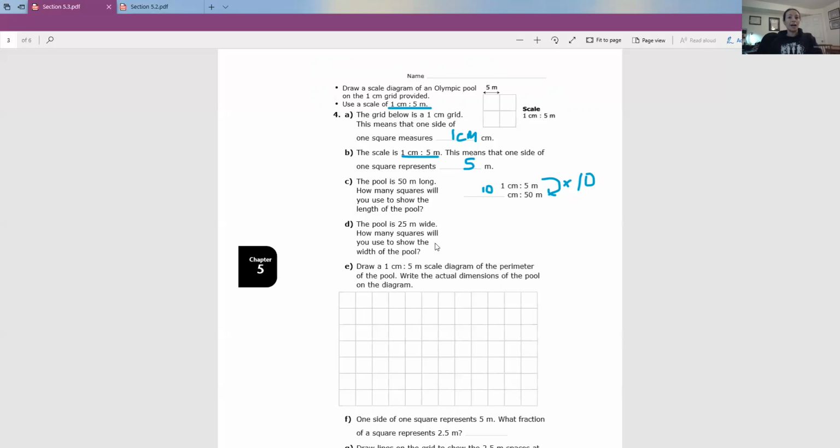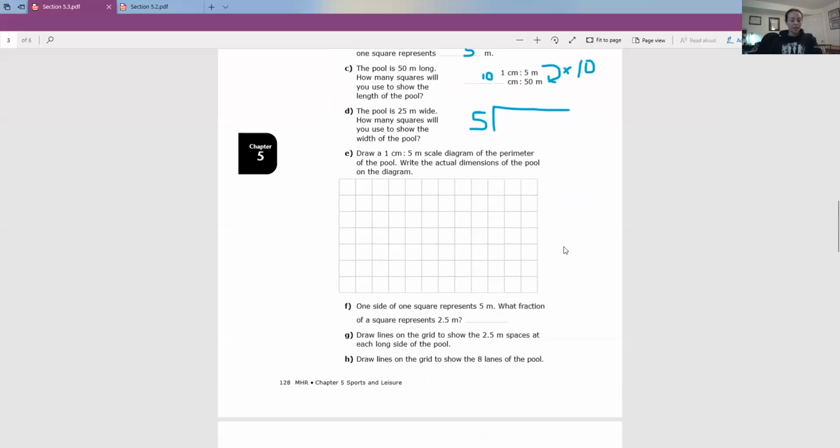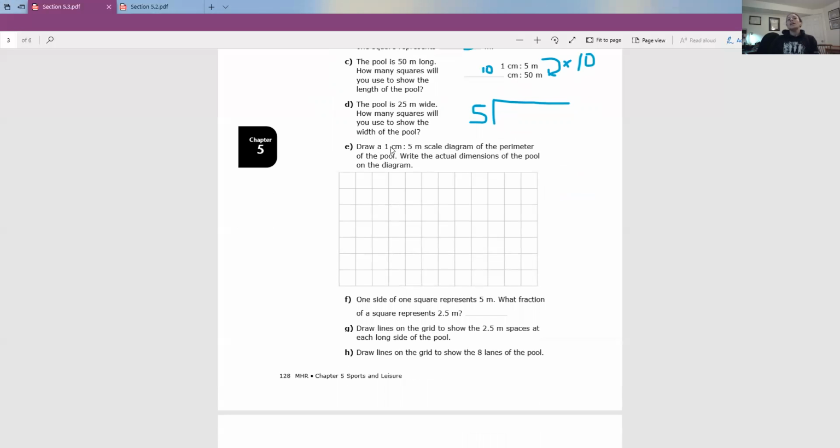Our pool is 25 meters wide, so the length was 50. The width is only 25. How many squares do you think you're going to need? Well, if I needed 10 squares for 50, you can set up your ratio. I'm going to cheat a little bit. You should get 5. Okay, so play around, make sure you are getting 5. And this is where your work comes in. You are to draw a scale diagram of the perimeter of your pool. So how many squares would you need for the length and how many squares would you need for the width? Draw in the outline of your pool.